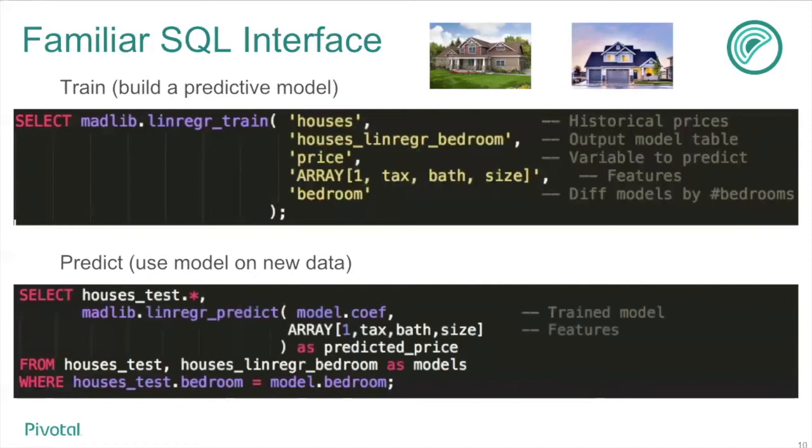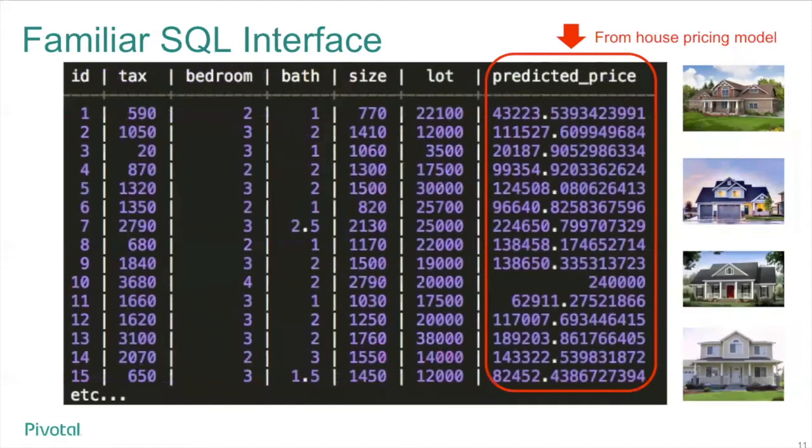And prediction means using the model that we have built to predict house prices for new data that we haven't seen before. So we have a select function to call the prediction function, called predict, and the result is that we have a predicted price showing on the right-hand side here, which is the result from the model. So this will help us in pricing decisions that we need to make for our business.